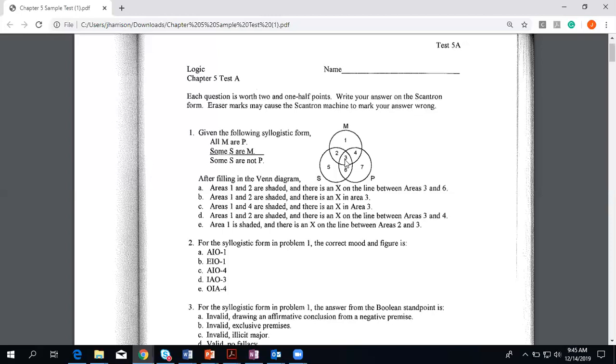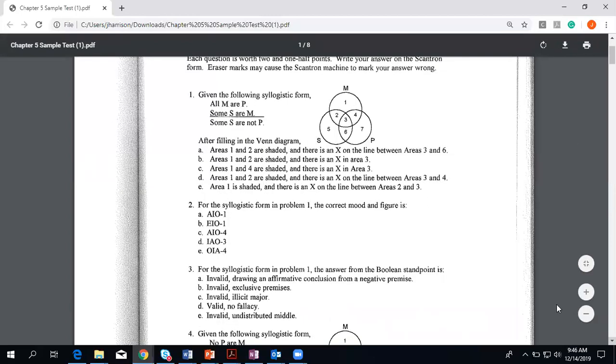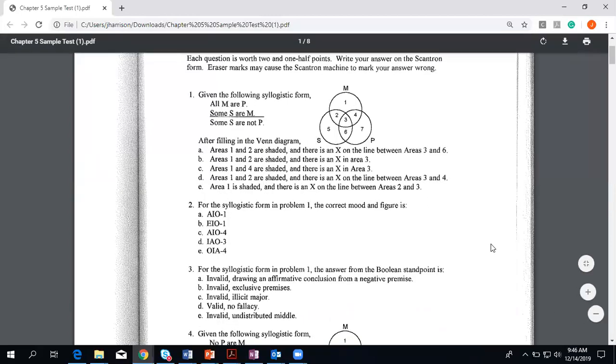We don't need to evaluate that right now, but it says after filling in the Venn diagram, well, we know that 1 and 2 would be shaded and the X would be in 3. That matches areas 1 and 2 shaded and an X in area 3. So the answer is B. But you'll notice that all of the questions relate back to the syllogism and to the Venn diagram.